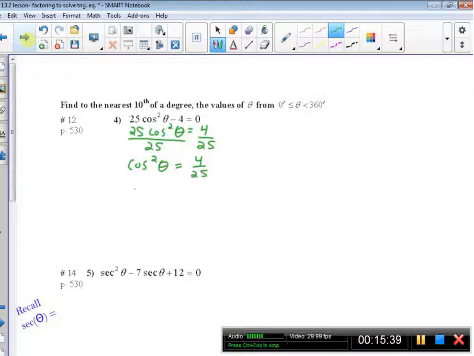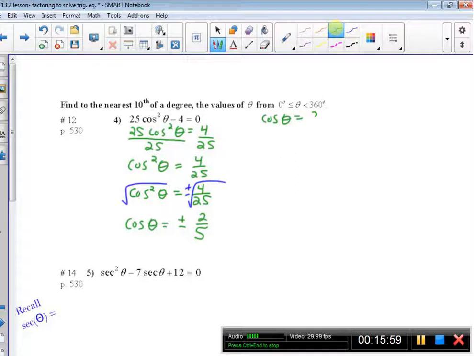So to solve that, I am going to take the square root of both sides. And when I do that, I have to do plus and minus. So I get cosine theta is equal to plus or minus 2 over 5. So now I have cosine theta is equal to positive 2/5, and I have cosine theta is equal to negative 2/5. So I've got 4 possible answers here. So I'm going to go Q, R, S, so 1 and 4, and then 2 and 3 for where cosine's negative.